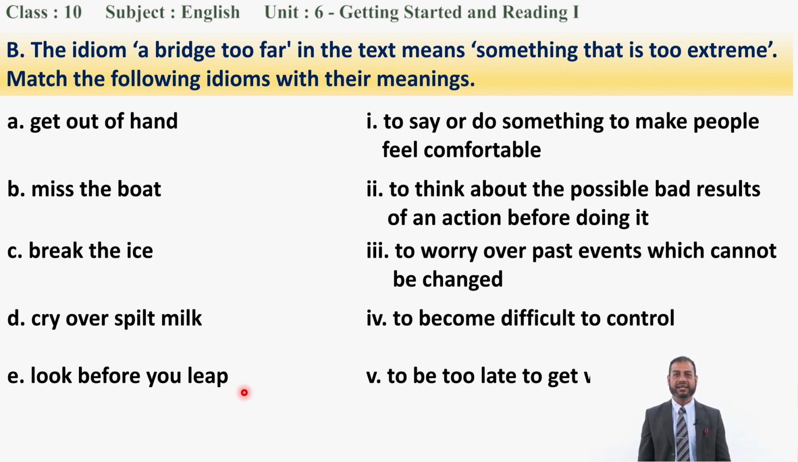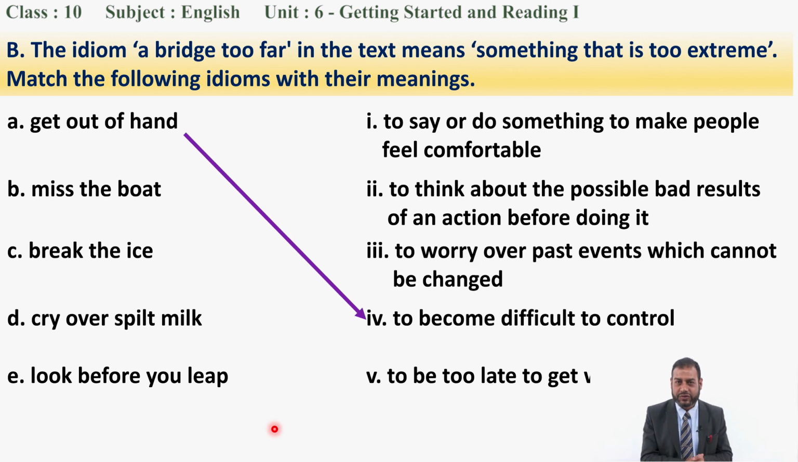So, can you tell me once again loudly so that I can listen to you from here? A. Get out of hand. Which one is the correct meaning for this idiom? So, tell me once again. Okay, let me check. Get out of hand means to become difficult to control. Have you matched with this one? Good job. If not, don't worry, you can correct now, because I have frequently told you that we can learn by making mistakes. So don't be afraid of mistakes.